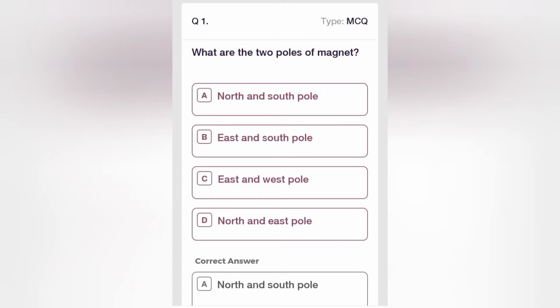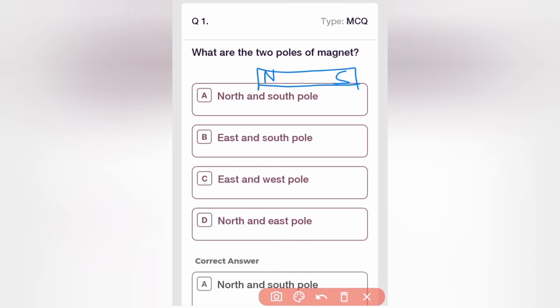Let's begin with the first question. What are the two poles of a magnet? When we consider a bar magnet, we have a north pole and a south pole, or any other magnet will have two poles, north and south.